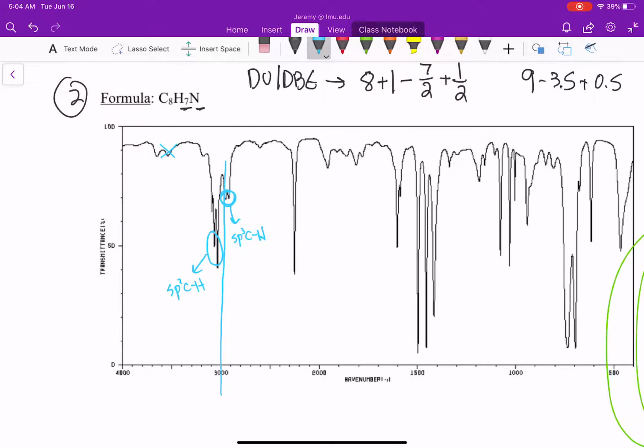I've got a big sharp peak here in zone 3 at about 2200. So we know that this can be a carbon-carbon triple bond or a carbon triple bond to an N. What's going to make sense here? We have to have a nitrogen. If you go back to zone 1, we have no NH2s. So that means this is most likely going to be my C triple bond N.